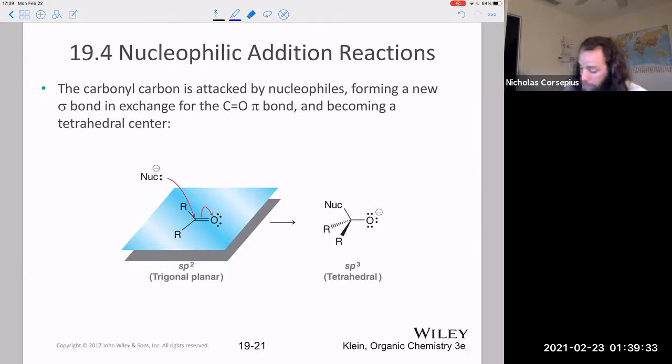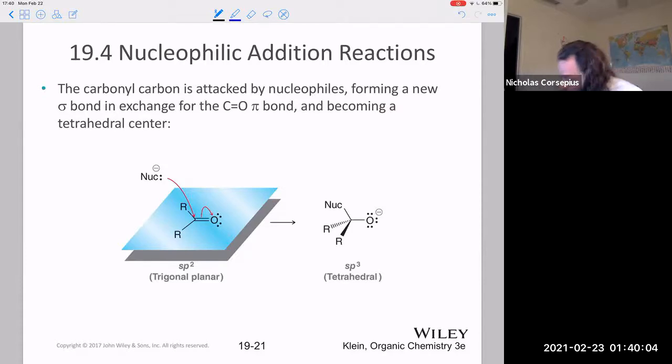Just note, because it is flat, you could have had the same thing coming from the other side. So these reactions are all going to be not stereospecific. You can attack from either side, and you're always going to get a racemic mixture. So good news, we don't have to worry about stereochemistry for this set of reactions. You may create a new chiral center, but you're always going to get equal amounts of both.